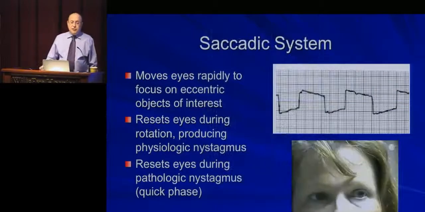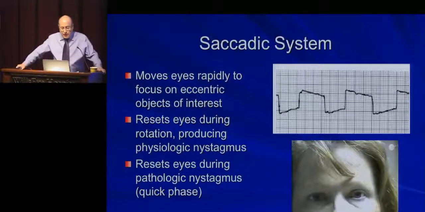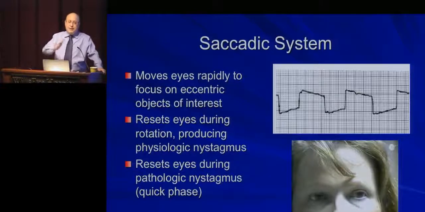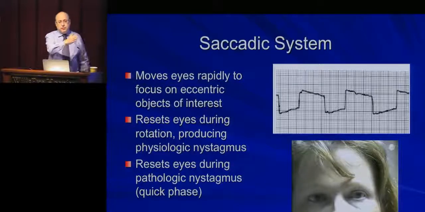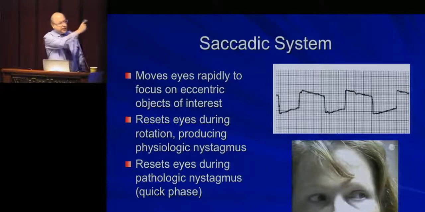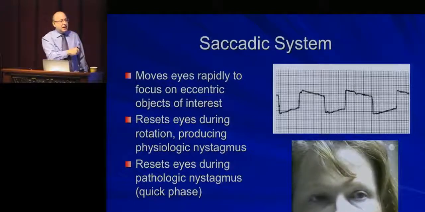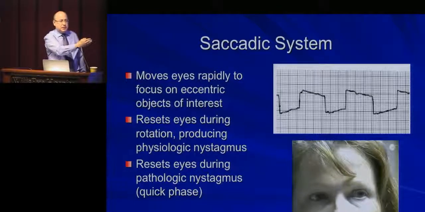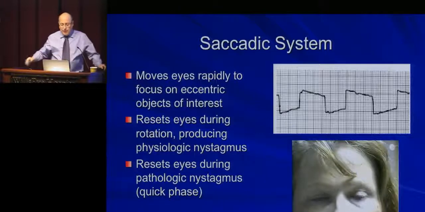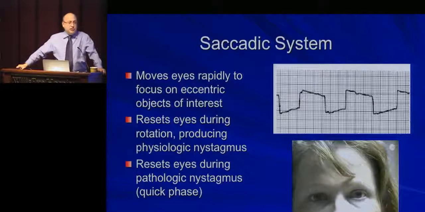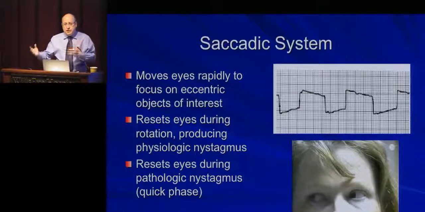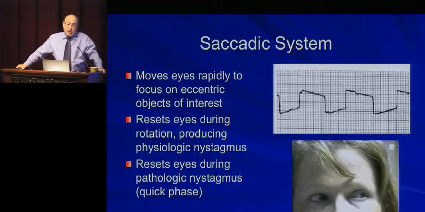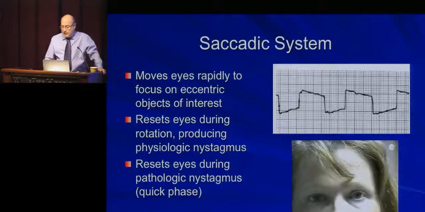Then we have our rapid eye movement system called the saccadic system, which allows us to move our eyes rapidly to focus on something that's eccentric. So you can't make a smooth pursuit movement if you want to look from that screen to the exit sign there, because you don't have anything to follow. You need to follow something to make a pursuit movement. So to look from there to there, you make a saccade, a rapid eye movement. It also serves to reset the eyes when you change position, when you're rotating, and it also resets the eyes during pathologic nystagmus. The fast phases are saccades.